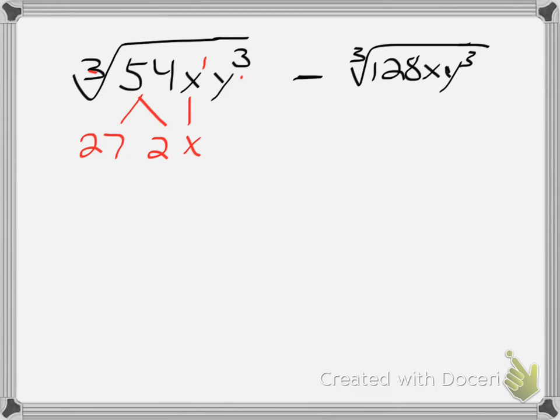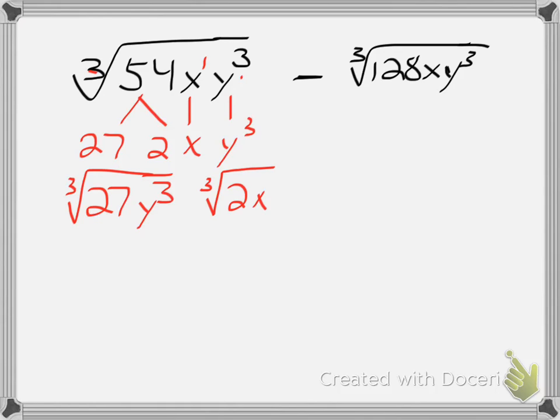3 does go into y to the third evenly, so I don't need to break down y. I'm just going to leave it as is. My 2 radicals then are going to be 27, since I can take the cube root of that, and then y to the third for the same reason. And then everything else is my 2 and x. Cube root of 27y to the third becomes 3y times the cube root of 2x.